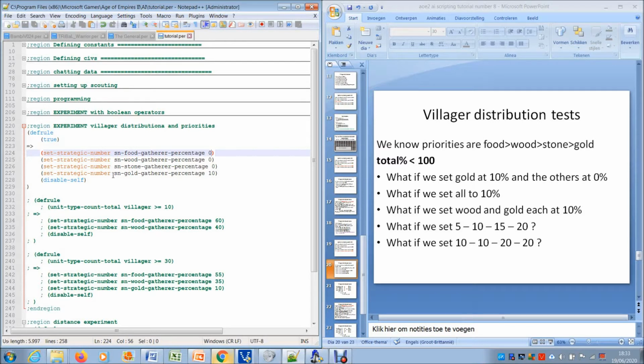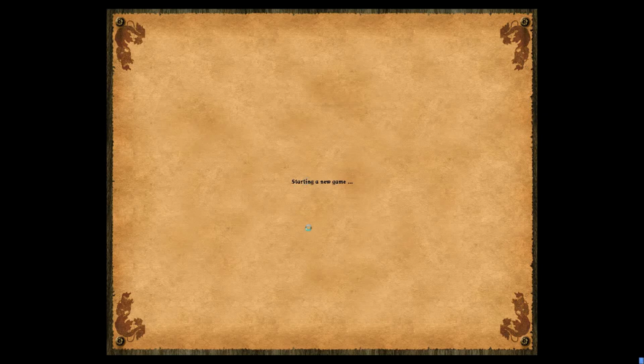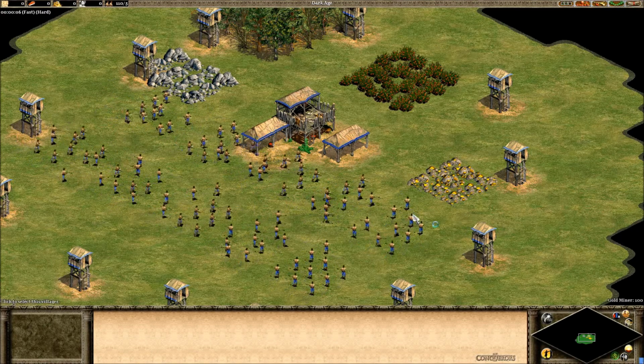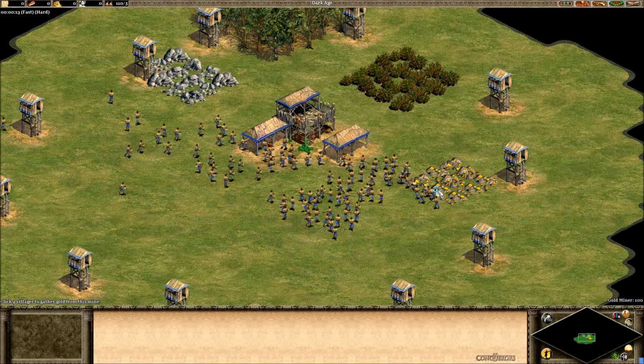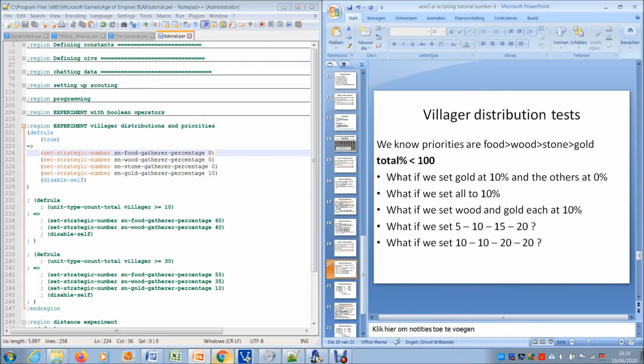Will it put all the villagers on gold? Will it put 10% of the villagers on gold and the rest on food as highest priority? Will it spread them out? Whatever, we will see what happens. 100% of the villagers go to gold, which seems the first conclusion: on a standalone, all the villagers go to that resource. What if we set all to 10%?